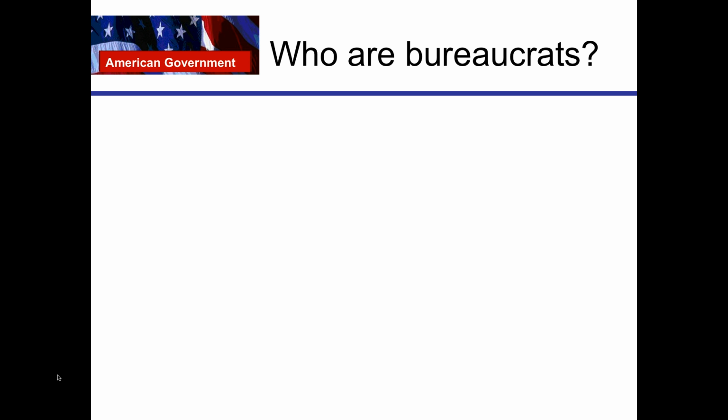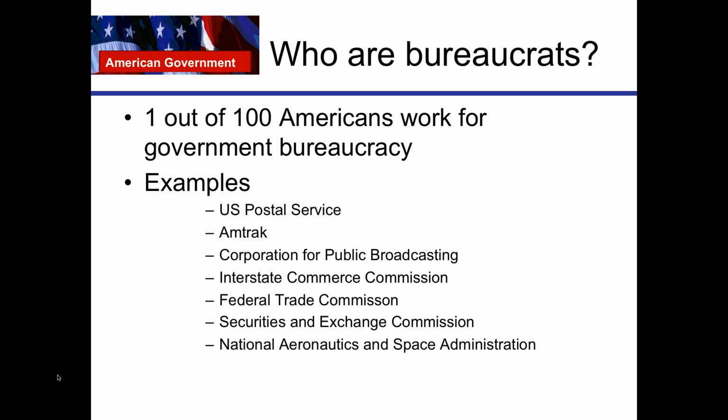So, who are bureaucrats? Some examples are the U.S. Postal Service, Amtrak, Corporation for Public Broadcasting, the Interstate Commerce Commission, the Federal Trade Commission, the Securities and Exchange Commission, the National Aeronautics and Space Administration. And we're going to be researching some of these different bureaucracies in class.